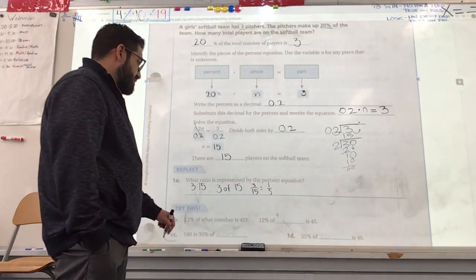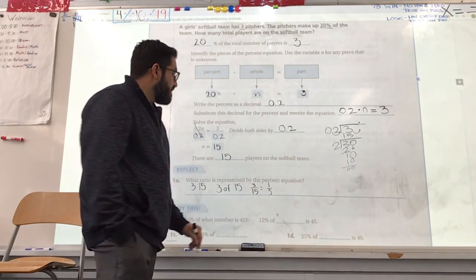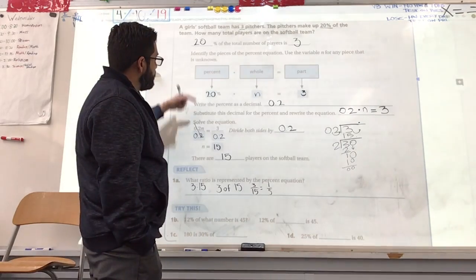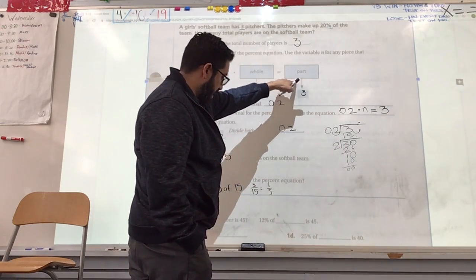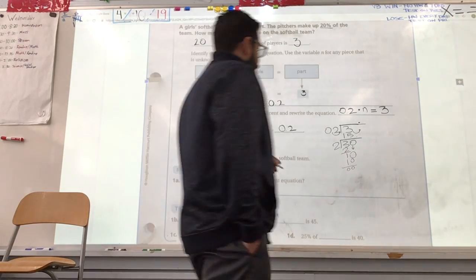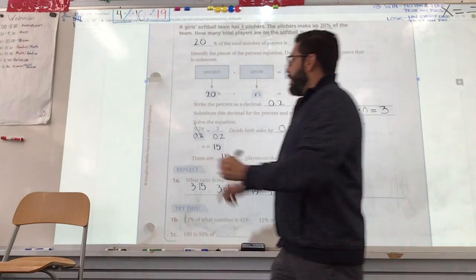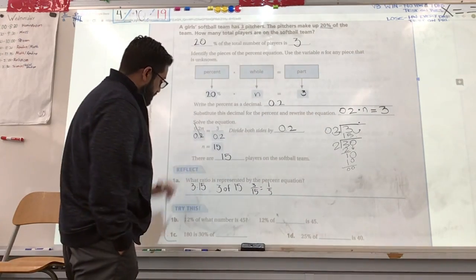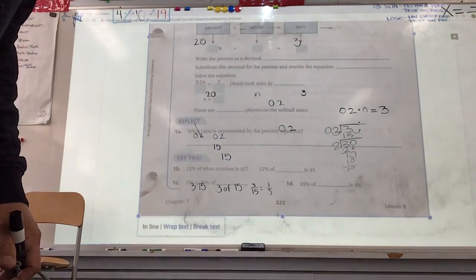Now we have a couple questions down here. We have 1B and 1C. 12% of what number is 45? Same thing we did here. Convert that to a decimal, 12, and I'm going to scroll up so you can see it and do a little erasing.